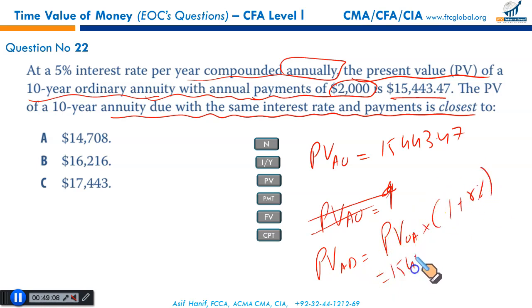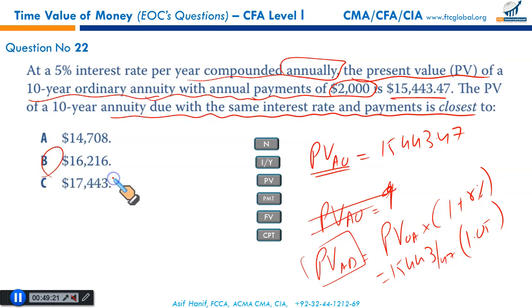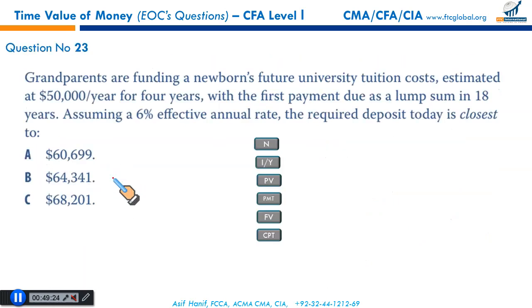So we have 15,443.47 times 1.05. So the ordinary annuity multiplied by 1 plus rate will give you the present value of annuity due, and that is going to be 16,216. That makes B the correct option. Question 23.